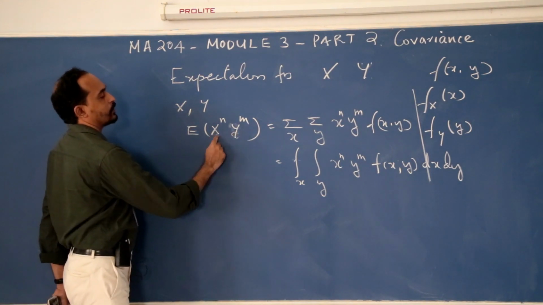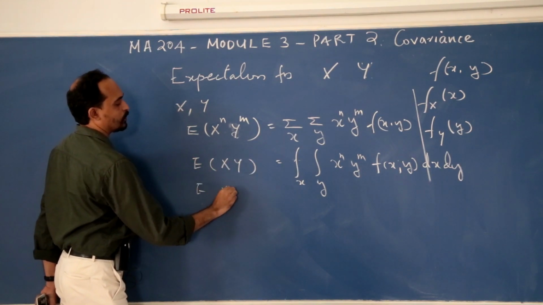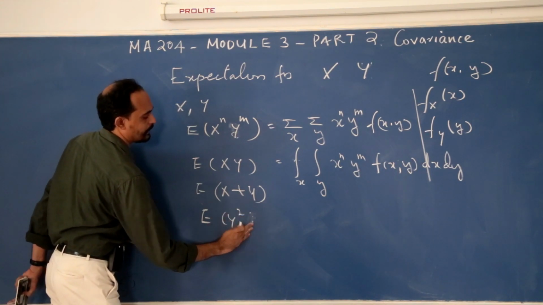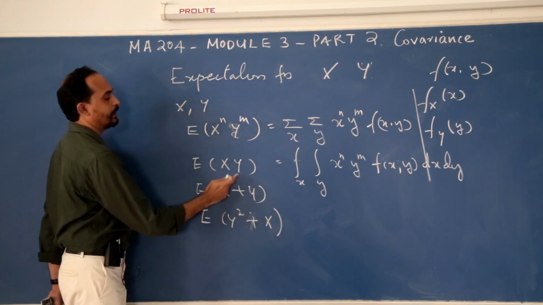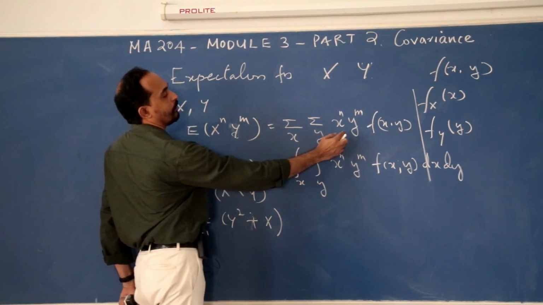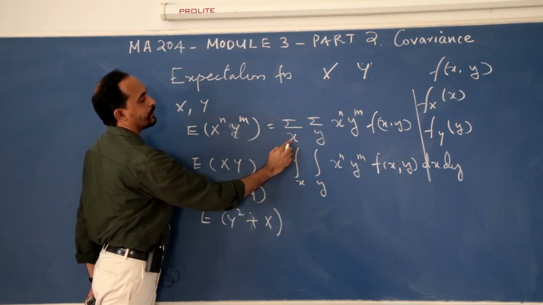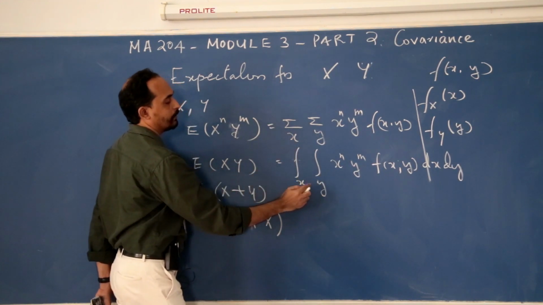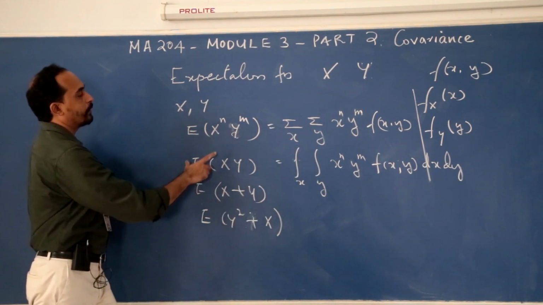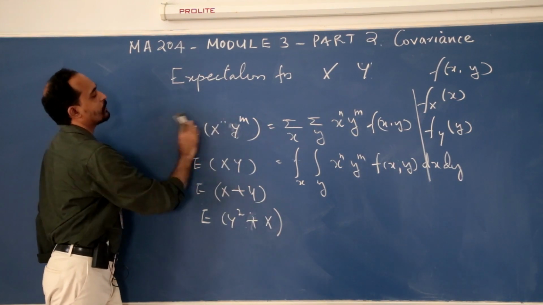You can replace this x raised to n, y raised to m by expectation of xy, expectation of x plus y, expectation of y square plus x, etc. Any function having two variables inside the bracket of expectation will appear here. If it is discrete, we are summing over x and y. If it is continuous, we are first integrating with respect to y, then with respect to x, or reversing the order of integration. Whatever the case, our aim is to find expectation of functions having two random variables.